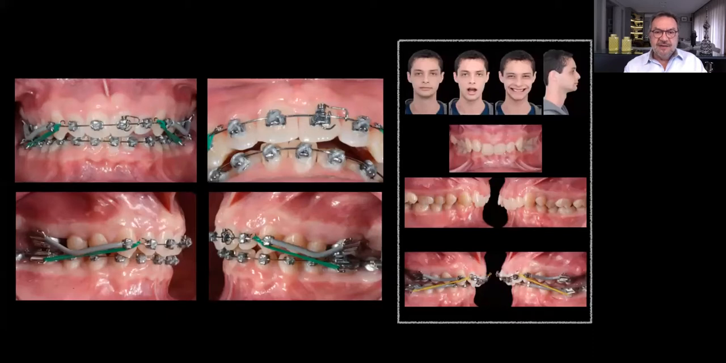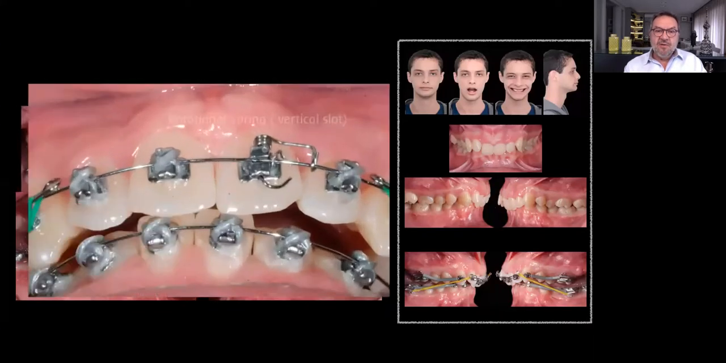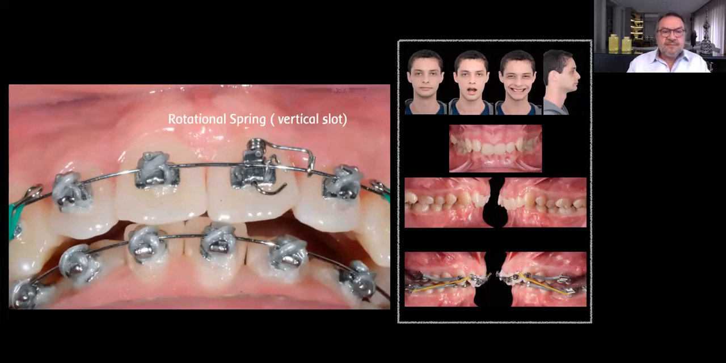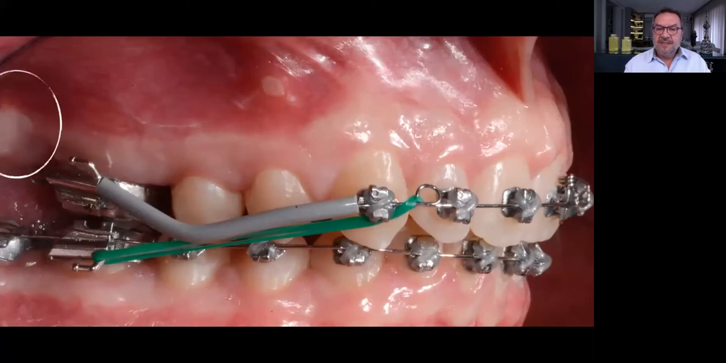And here you can see a rotational spring working, because in all brackets, the straight wire ones, all of them, we have a vertical slot, not on the TPI brackets on canine only. And we can use this coil, this spring.